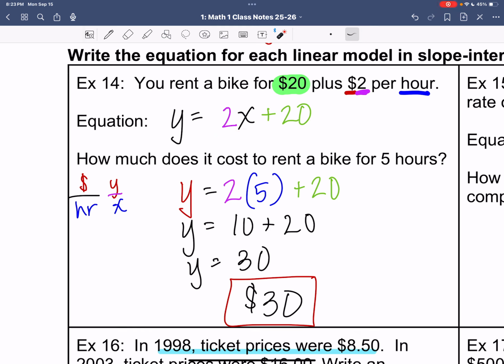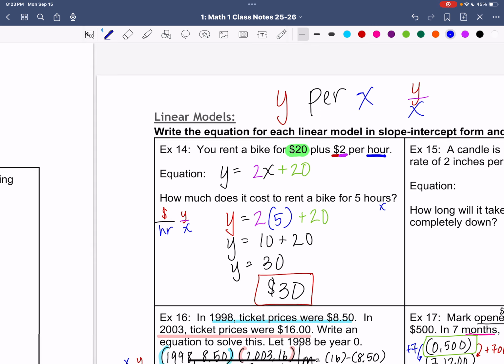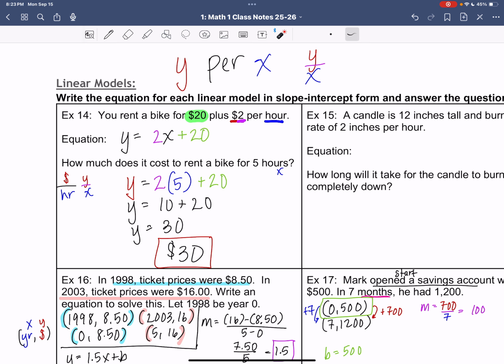so rate B, and then we want to know how much does it cost to rent a bike for 5 hours. Well, in this case, hours we said was blue, which is your X, because it's cost per hour. So when you see the cost per hour, Y per X up here, so cost per hour. So make sure this usually tells you what your Y is, and this will tell you your X.